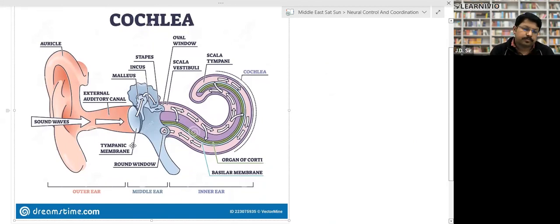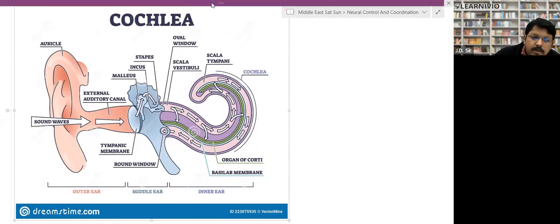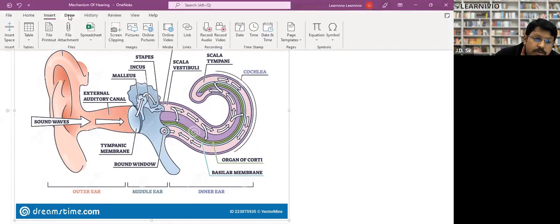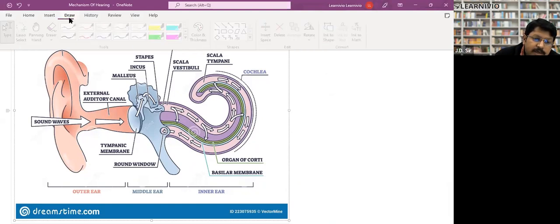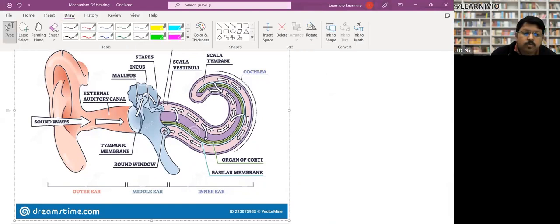Look, this is a flow chart which shows the mechanism. How do we listen? Try to understand. In case you are unable to understand, I will make you understand again.